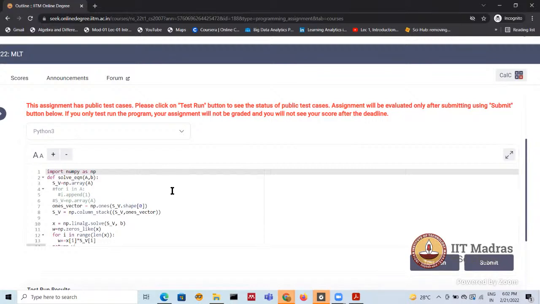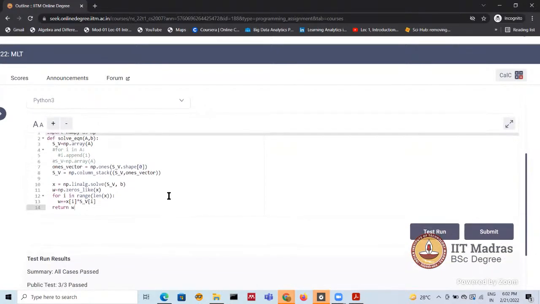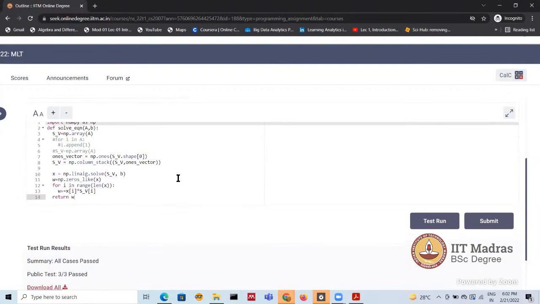So can you scroll a bit? Just a second. Yeah, that is a simple element-wise solution for this function.